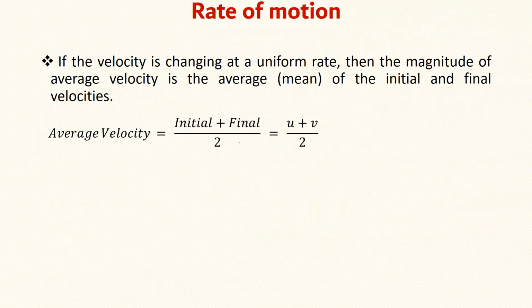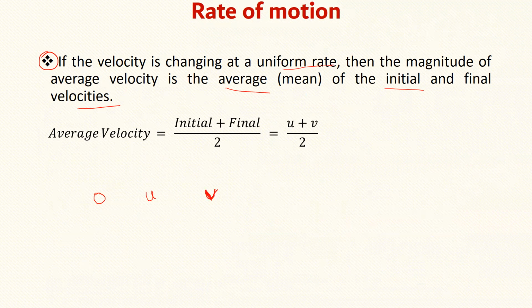Now one more concept. If the velocity is changing at a uniform rate, then the magnitude of average velocity is the average of the initial and final velocities. Suppose we have an object whose velocity is changing at a uniform rate. Suppose it starts from 0. At some point, it has a velocity of u. u is the initial velocity. Finally, the object has achieved a velocity of v.